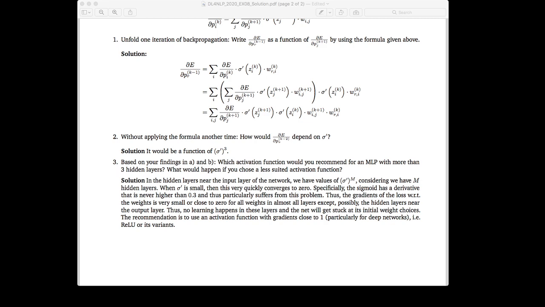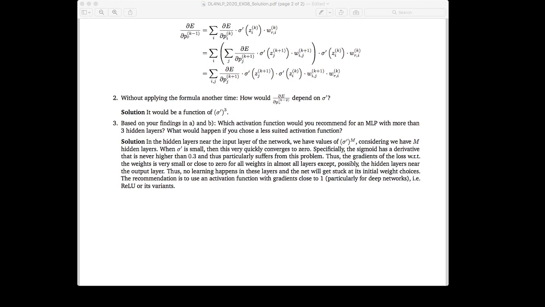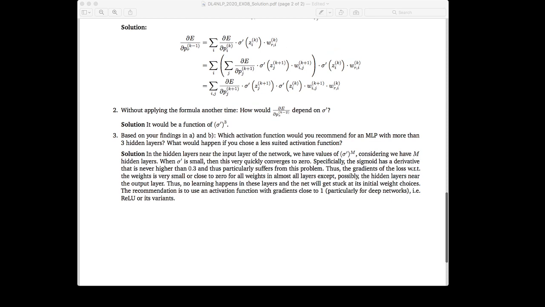Okay. So the recommendation is to use an activation function with gradient close to 1, such as ReLU and its variants.